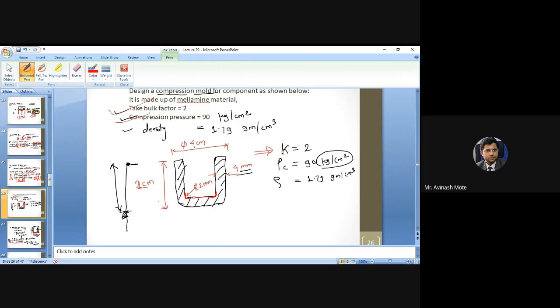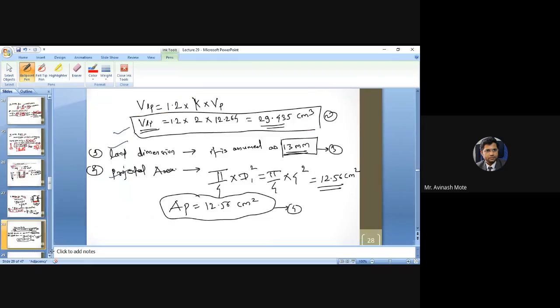For the ejector pin length, this height is given as 2 centimeter. So L1 equals 5 into 4 millimeter, as the wall thickness is 4 millimeter. L2 equals 2 centimeter and L3 equals 5 millimeter allowance. Add these, you will get the ejector pin length. Simple and easy, right? Only a couple of considerations or assumptions are there, and based on that you can solve the problem easily.